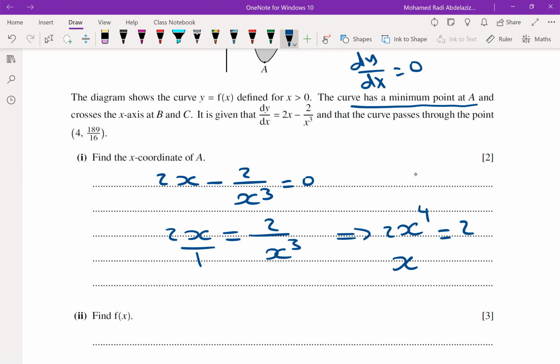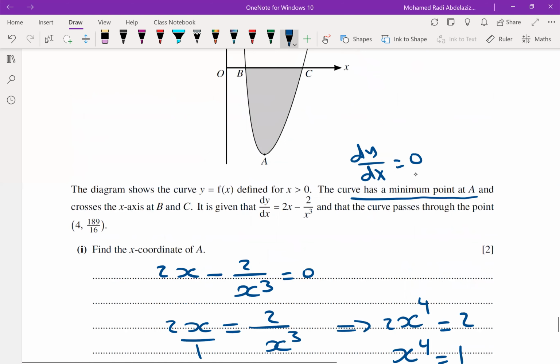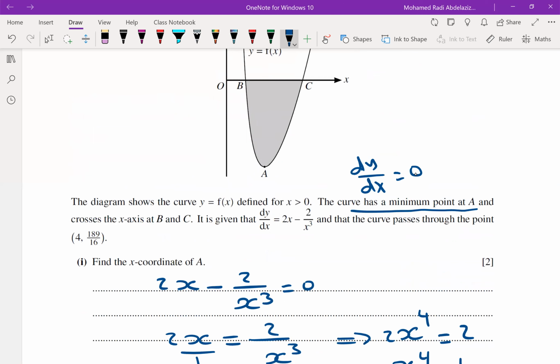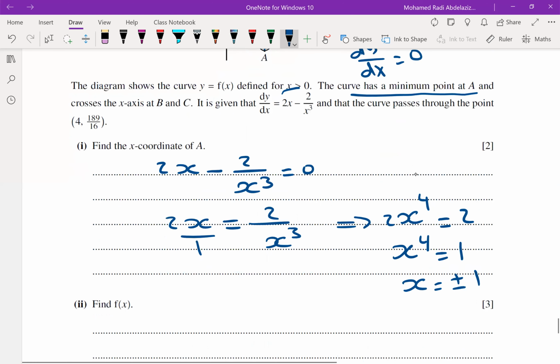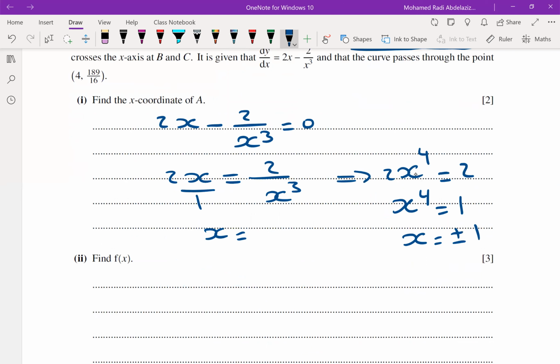By dividing by 2, x to the power of 4 is equal to 1. By taking the fourth root of both sides, x is equal to positive or negative 1. It's clear that the x-coordinate of A is a positive value, so negative is rejected. Also it's given here that x is more than 0. So the final answer is x is equal to 1.